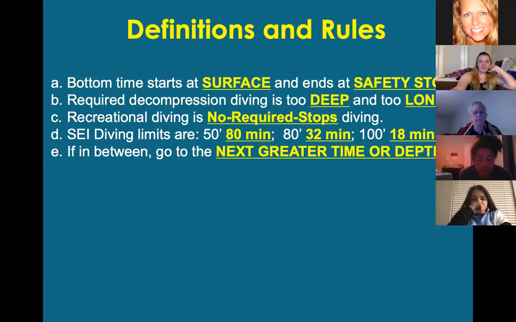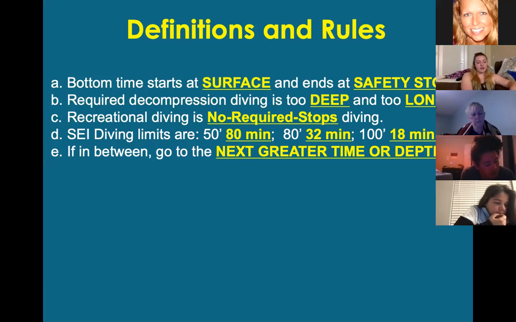So if you're in between, you're going to go to the next greater time or depth. Let's say we were diving at 58 feet. You're going to round up to 60. Let's say we're diving at 58 feet for 30 minutes. If you look at 60 feet, because we're rounding up, there is no 30 minutes. There's a 28 and a 33. So you're always going to round up to the greater time. So even though we're doing 30 minutes, we would do 60 feet for 33 minutes.